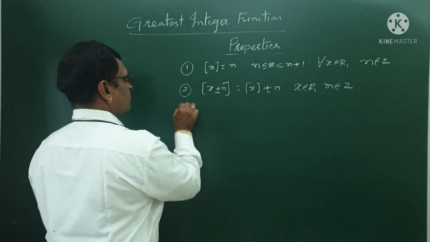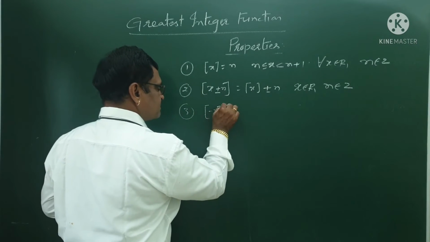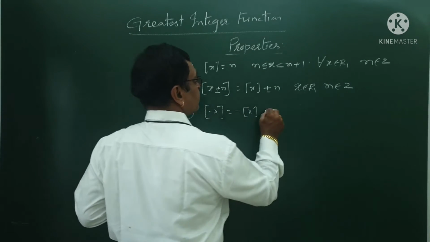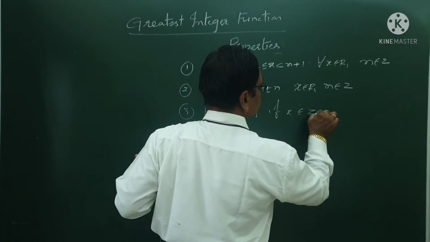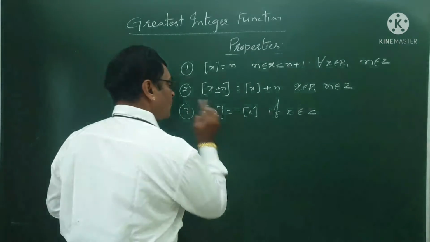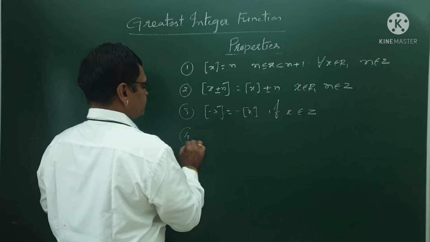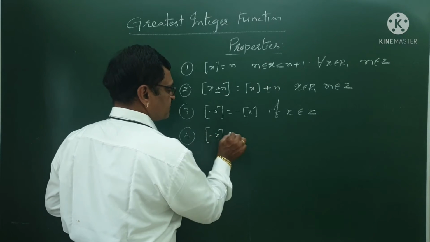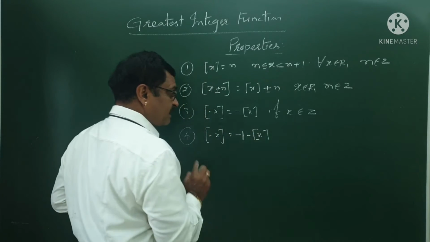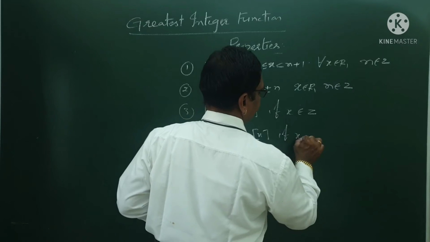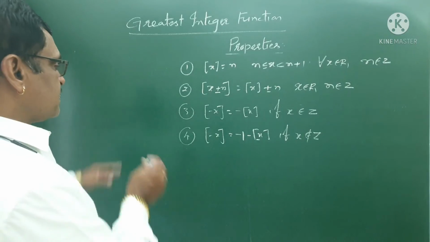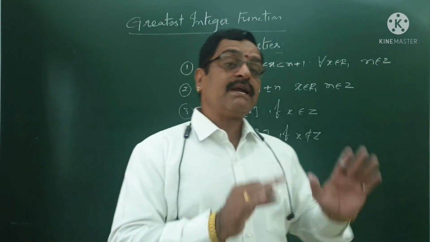Next, third. The integral part of minus x is equal to minus the integral part of x, if x belongs to Z, that means if it is an integer. Whereas the integral part of minus x is equal to minus 1 minus the integral part of x, if x is not an integer. Okay, these are very important equalities.